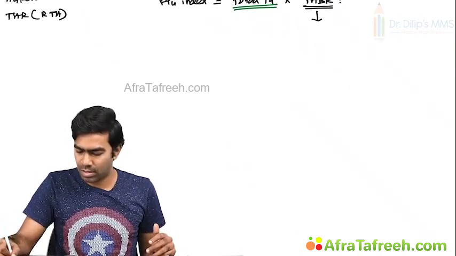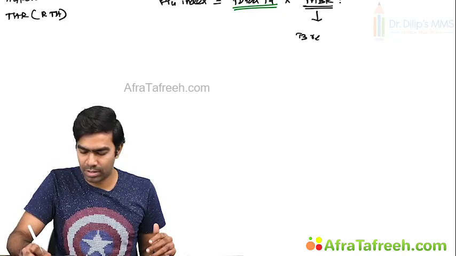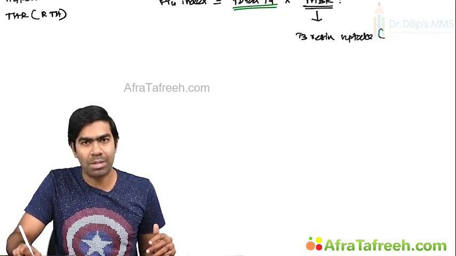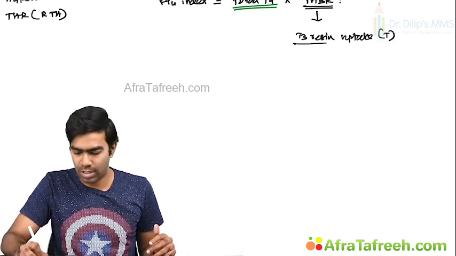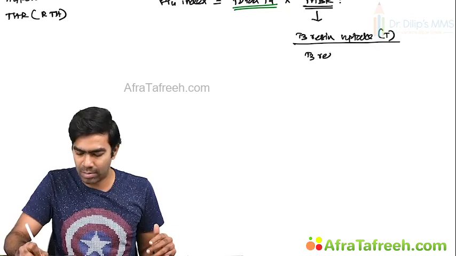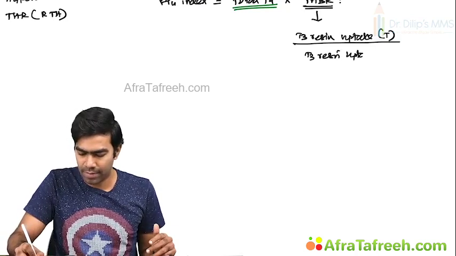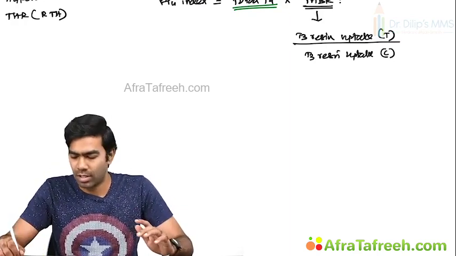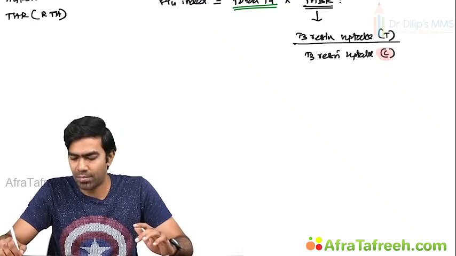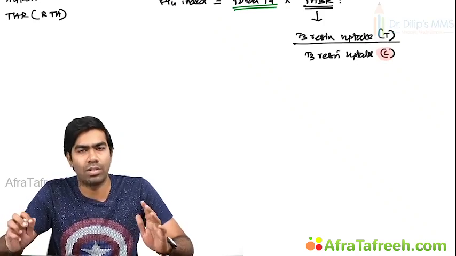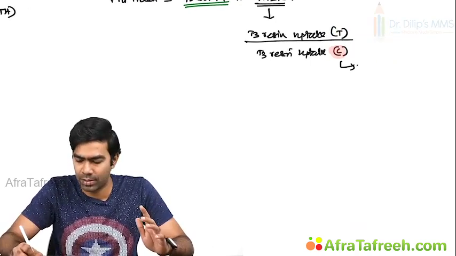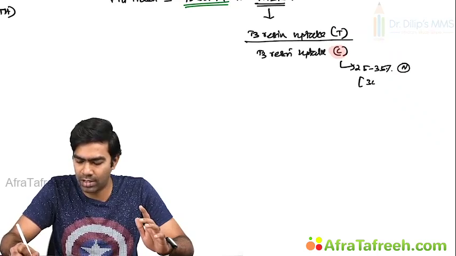is the T3 resin uptake ratio. That is nothing but the T3 resin uptake in the patient, the test subject, divided by the T3 resin uptake in the control, which means a normal T3 resin uptake. Normal T3 resin uptake must be somewhere around 25 to 35%. This is normal, and the average we take as 30%.